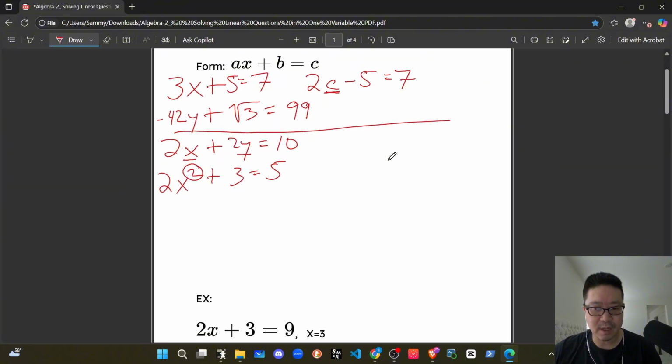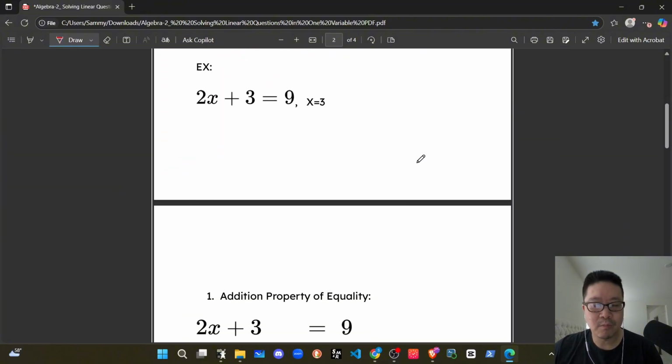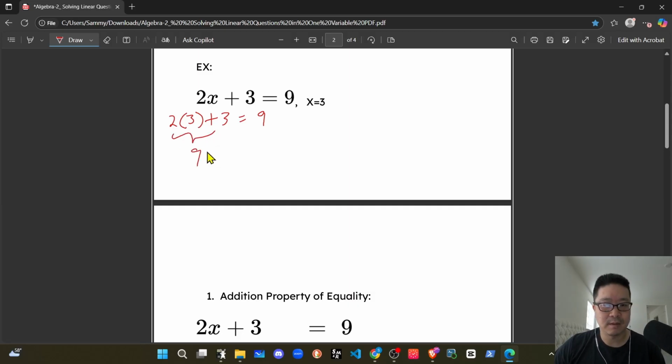Now, in previous classes, you might have been asked to do something like this, where you have an equation and you're given an x and you're asked to plug in and evaluate. In this case, we have 2x plus 3 equals 9, and we're given x equals 3. All we have to do is plug in 3 and see if the equation is true. On the left side, we have 2 times 3, which is 6. 6 plus 3 is 9. And on the right side, we have 9. 9 equals 9. Therefore, this equation would be true.